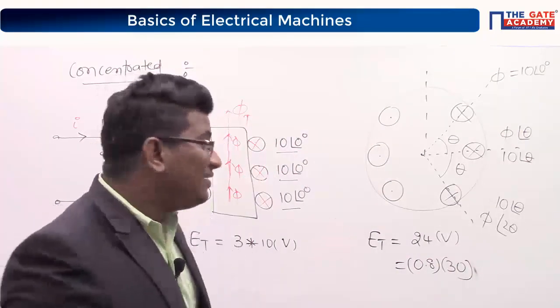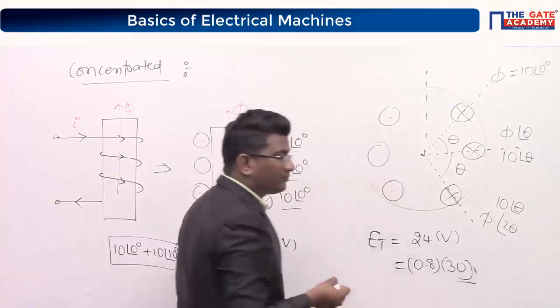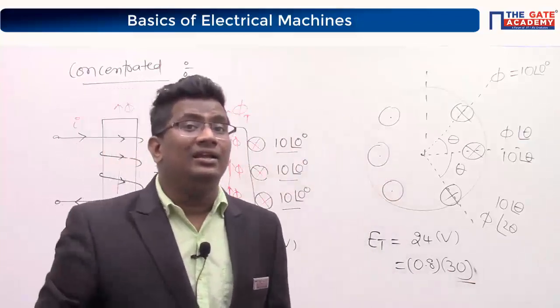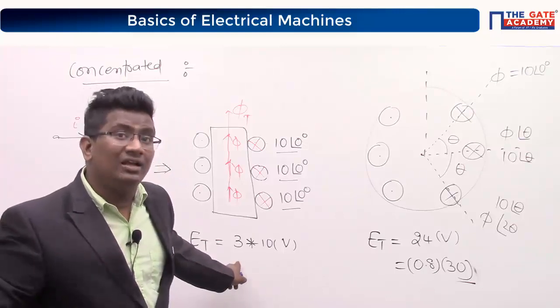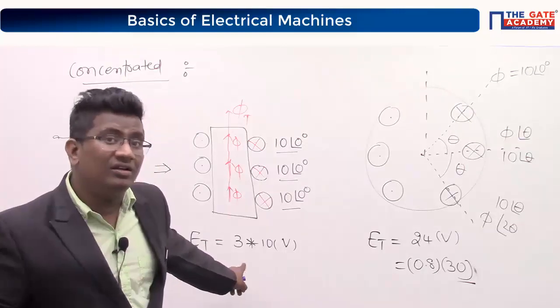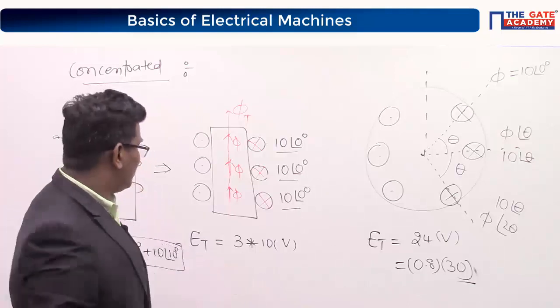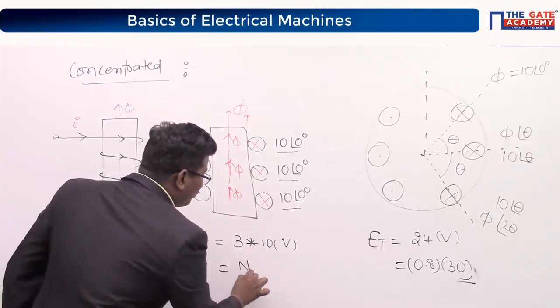Both are correct. Tell me what is this 30? That 30 is nothing but the concentrated winding voltage, na? Concentrated winding voltage, yes or not? What is the induced EMF? How you write? N into d phi by dt, na?